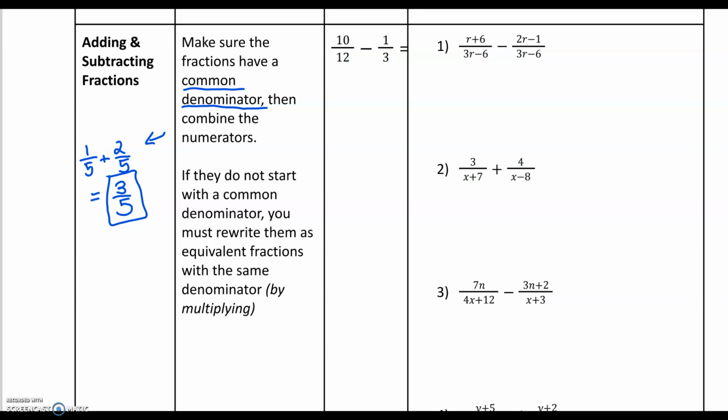Okay, adding fractions is fairly simple when they have a common denominator, but if they do not have a common denominator, you must convert them to an equivalent fraction with the same denominator. We'll do that by multiplying. Okay, pause the video for a second. Make sure you have this section written down here, some notes, and then I'll give an example.